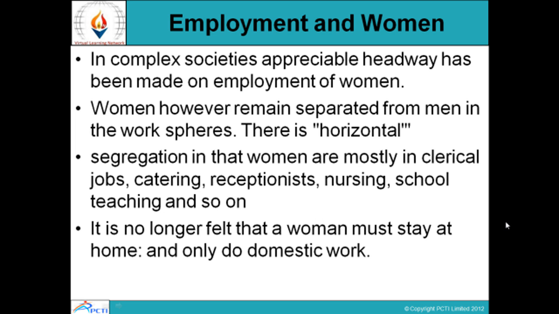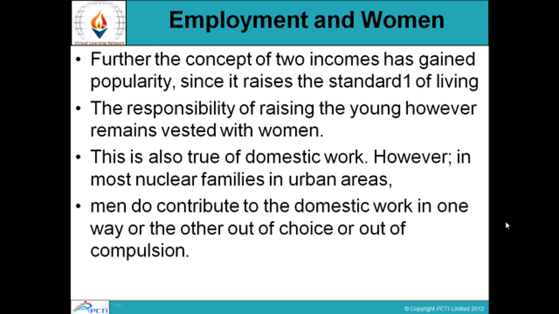Employment and women. In complex societies, appreciable headway has been made on employment of women. Women, however, remain separated from men in the work spheres. There is horizontal segregation in that women are mostly in clerical jobs, catering, receptionists, nursing, school teaching, and so on. It's no longer felt that a woman must stay at home and only do domestic work. Further, the concept of two incomes has gained popularity since it raises the standard of living. The responsibility of raising the young, however, remains vested with women.